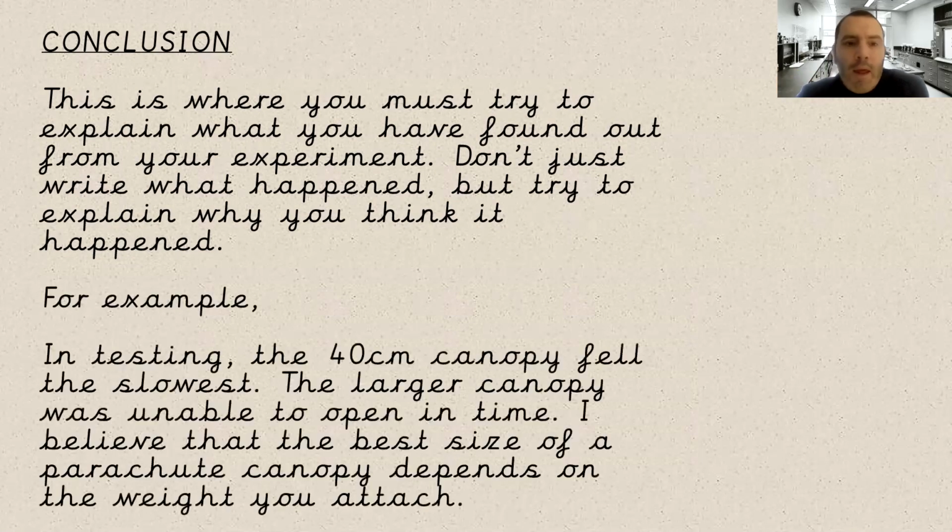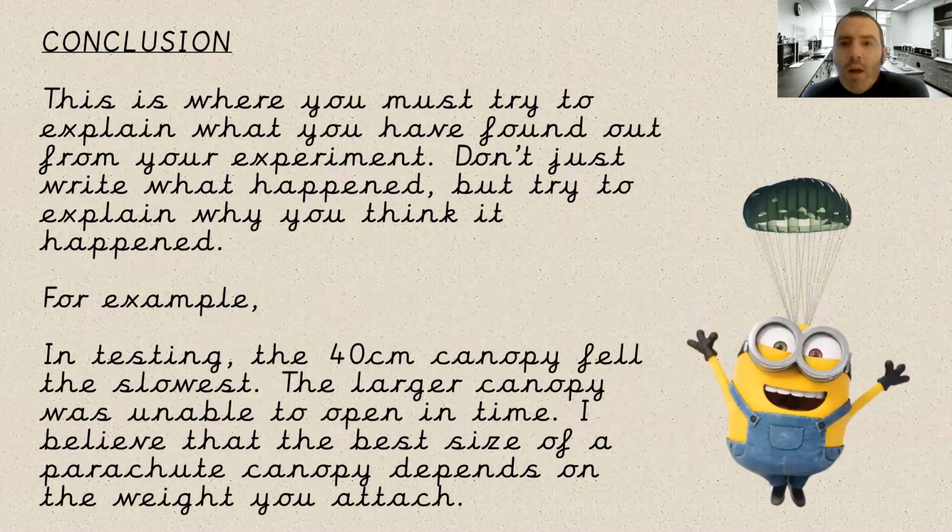For example, in testing, the 40 centimeter canopy fell the slowest. The larger canopy was unable to open in time. I believe that the best size of the parachute canopy depends on the weight you attach. So the bigger the weight, the faster it will fall. The bigger the canopy, the more air resistance it will encounter, so it should slow it down. Obviously, there's a perfect size before the canopy gets so big, as in the investigation here, that the canopy doesn't have the time to open. Or in the case here, our minion flying through the air.